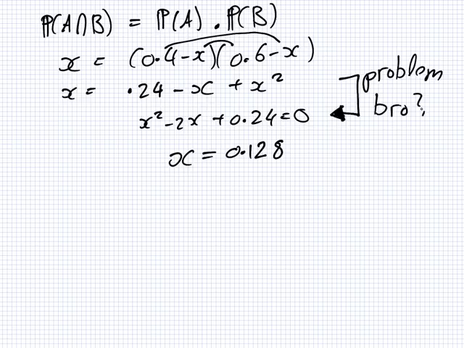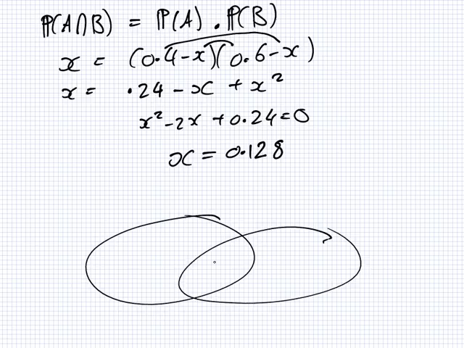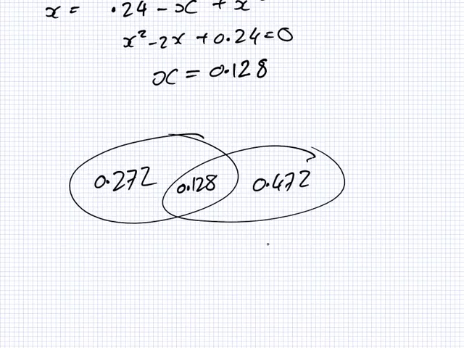Problem. All right. Let's do it again. Right, so what's in the middle? We had it a moment ago. 0.128, and here? 0.272, and here? 0.472. Okay, and then have we calculated the outside? I got 0.128.